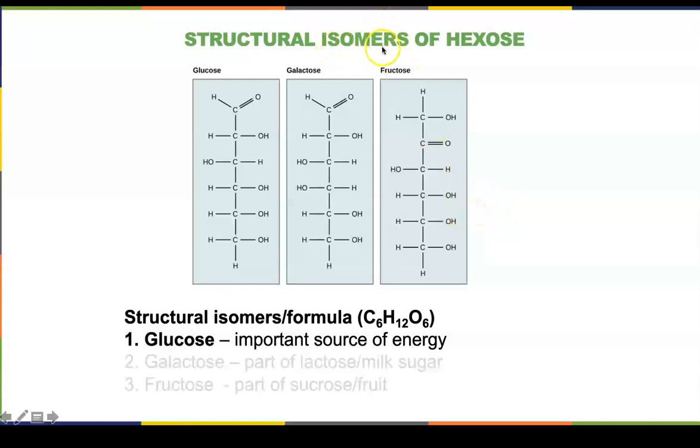And we talked about the general term isomer back in chapter 2. You do not need to memorize the formula, or you do not need to memorize the specific shapes of glucose, galactose, and fructose. You should just recognize them as being isomers. The one of these that we will talk about most is going to be glucose.